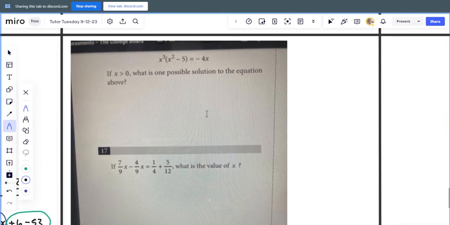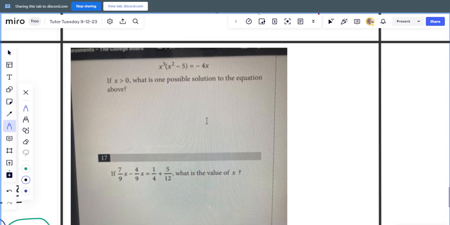Alright, we got one more, or maybe a couple more questions here. If x is greater than 0, oh wait, this is two questions? Okay, let's do it. If x is greater than 0, what is one possible solution to the equation above?